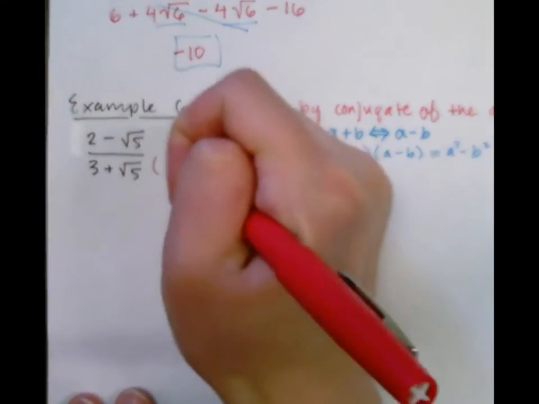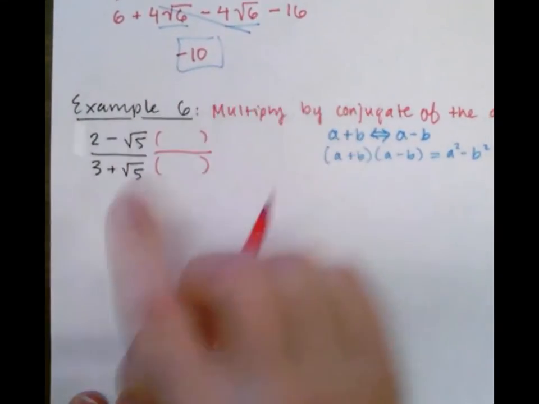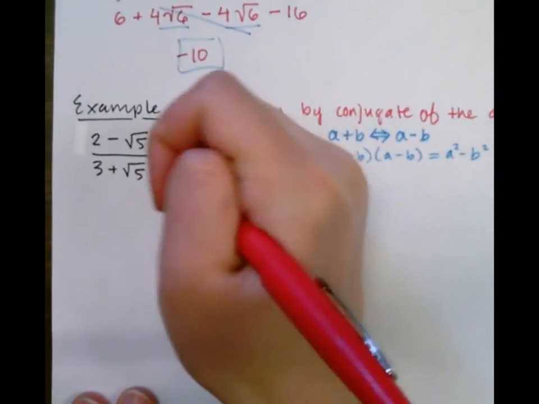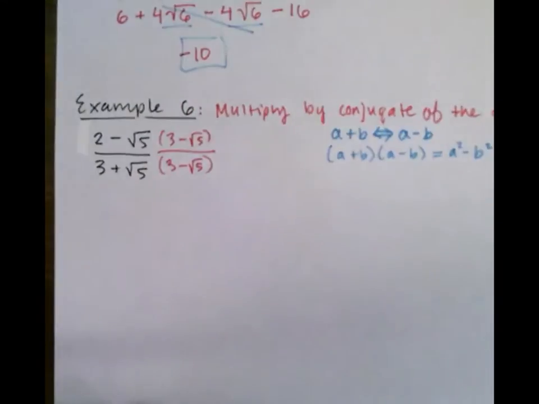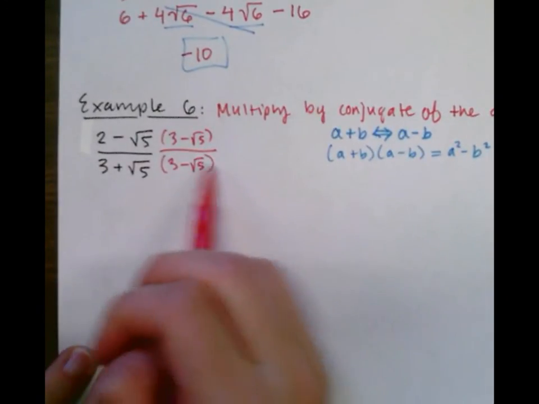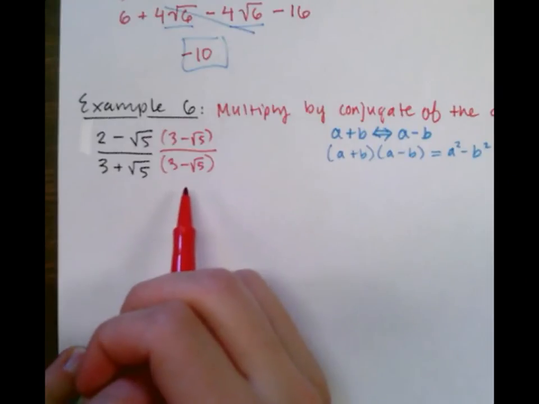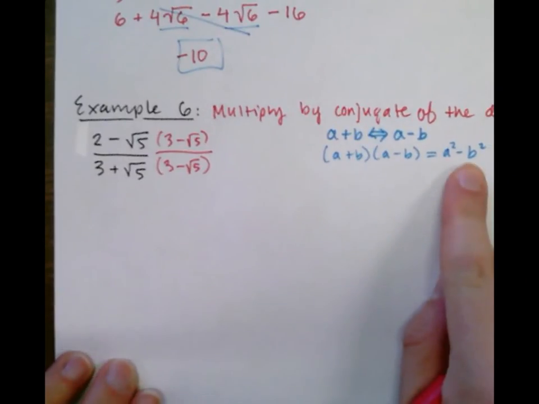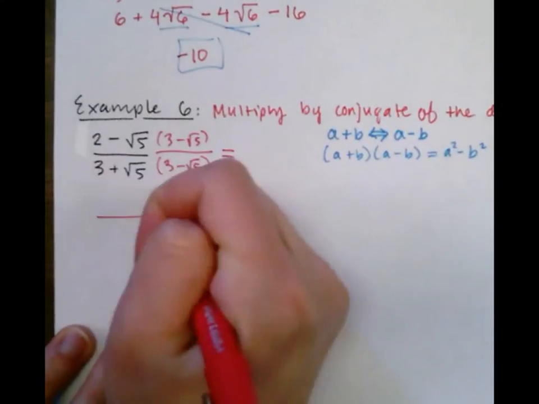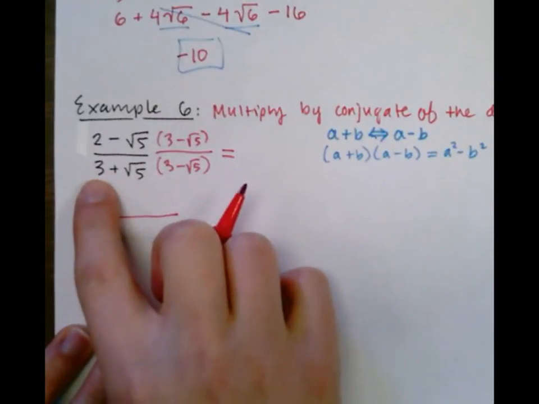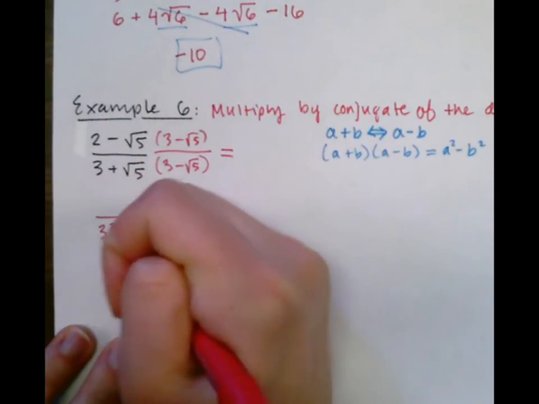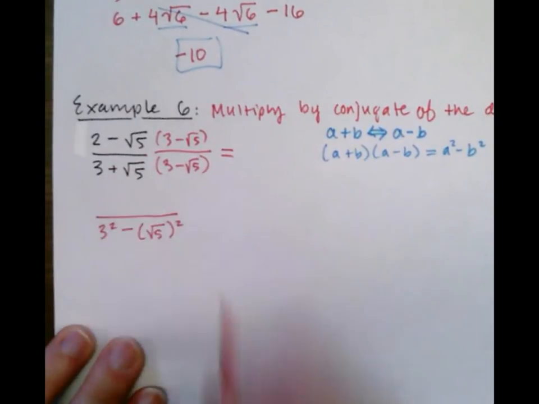So I would multiply top and bottom here by the conjugate of the denominator, which would be 3 minus root 5. What happens in the denominator is this. I could FOIL it out or use the box, but I could also just use this trick. I'm going to do my denominator first: a squared minus b squared. My a squared would be 3 squared, and my b squared would be root 5 squared.